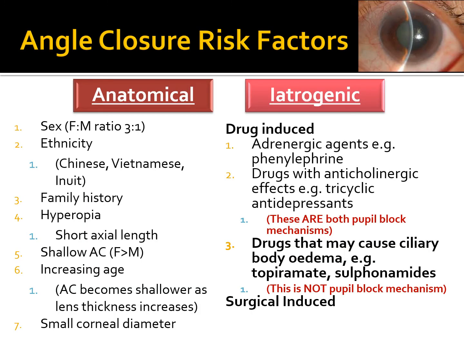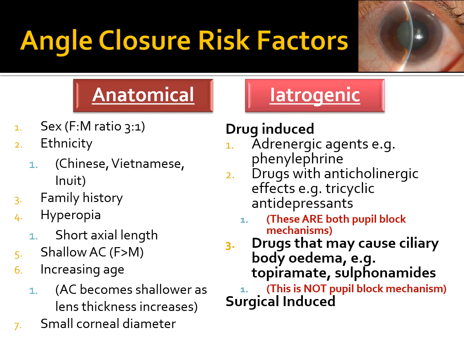So when we're thinking about primary angle closure, we're thinking anatomical really. Females much greater than males. Then there's ethnicity, then there's family history, then there's hyperopia. Again, much smaller eyes, much more congested inside there really. Shallow ACs, again anatomical, females much greater than males, and then increasing age, because as the AC becomes shallower as the lens thickens.